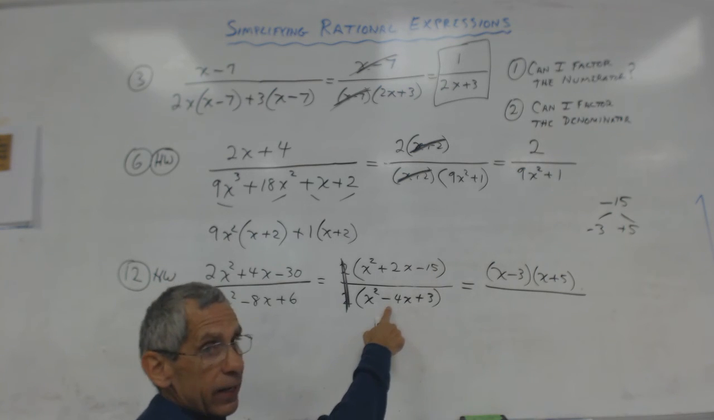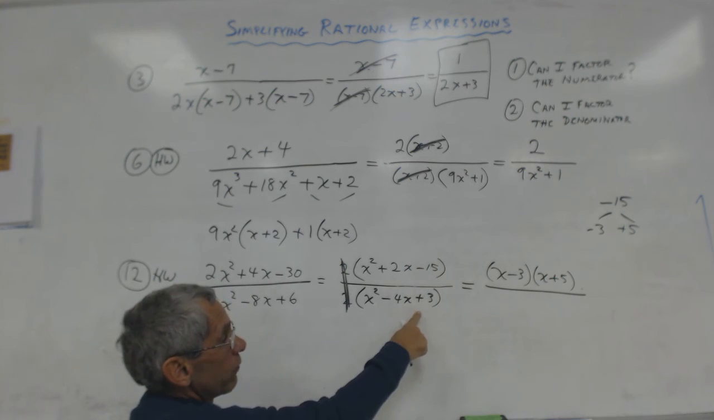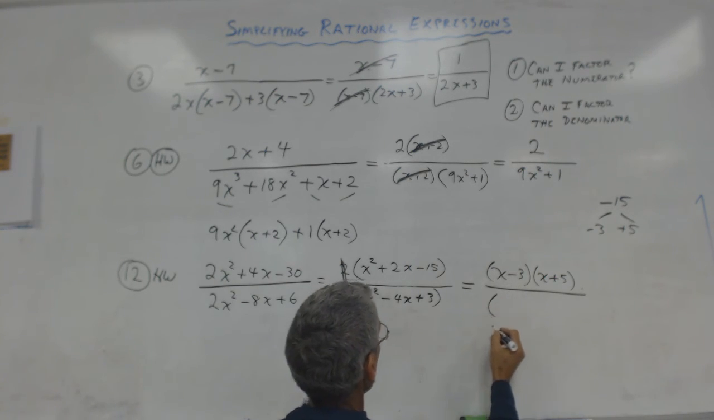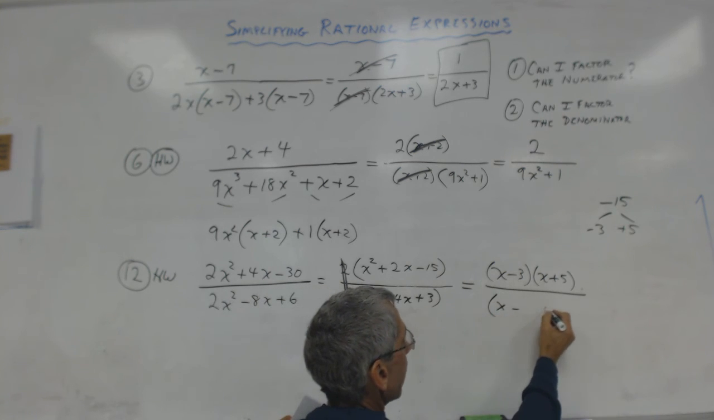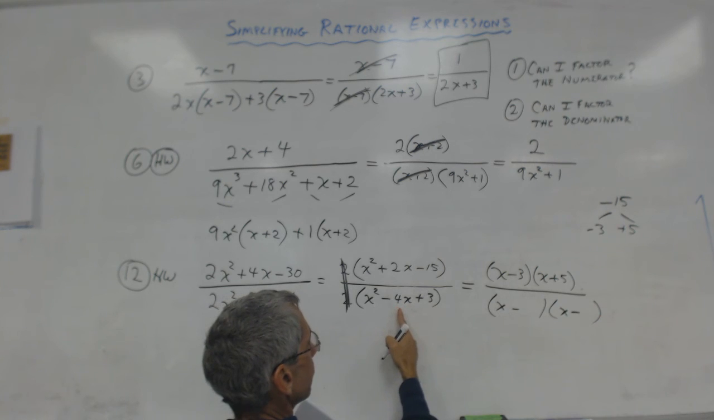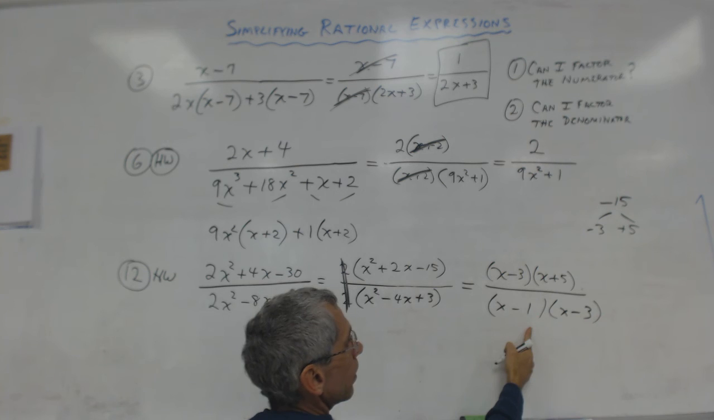Factors of 3 that add to negative 4. 1 and 3, and it's going to be x minus and x minus, right? Yes. X minus 1, x minus 3. That'll give me a negative 4.